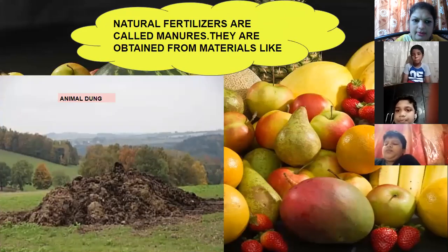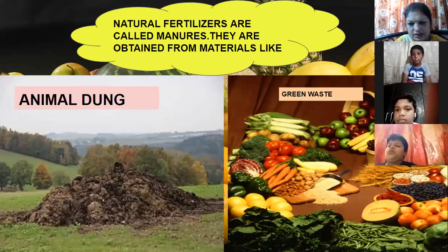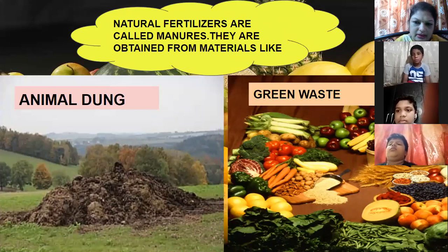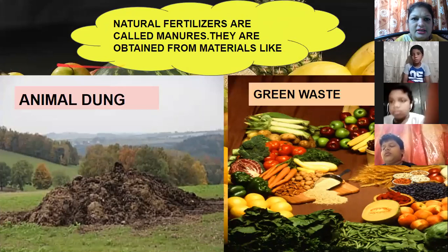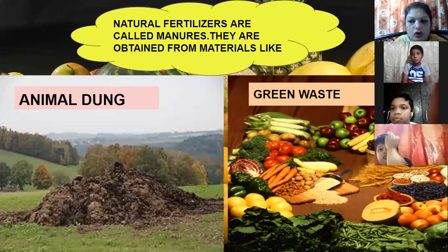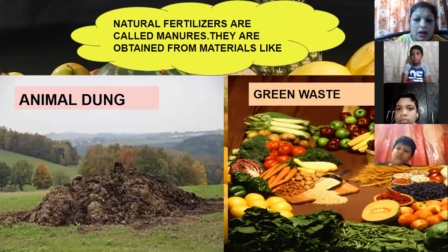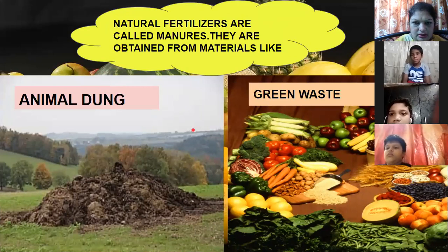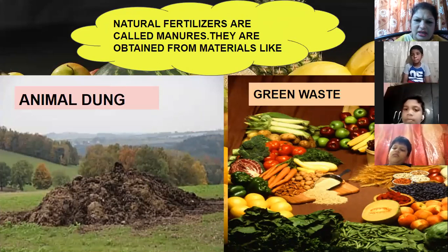Now, let us see natural fertilizers first. Afterwards we will see the chemical ones. Natural fertilizers are called manures. Please remember this. The natural fertilizers which are given to the soil are called manures. Now, how do you make natural fertilizers, how are you getting the natural fertilizer?